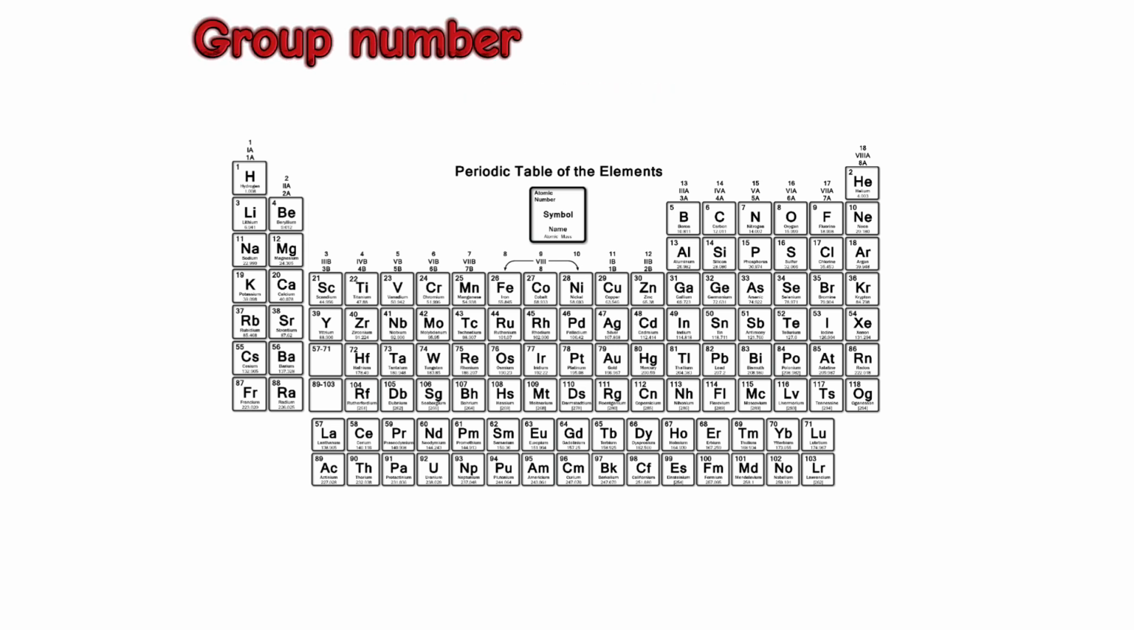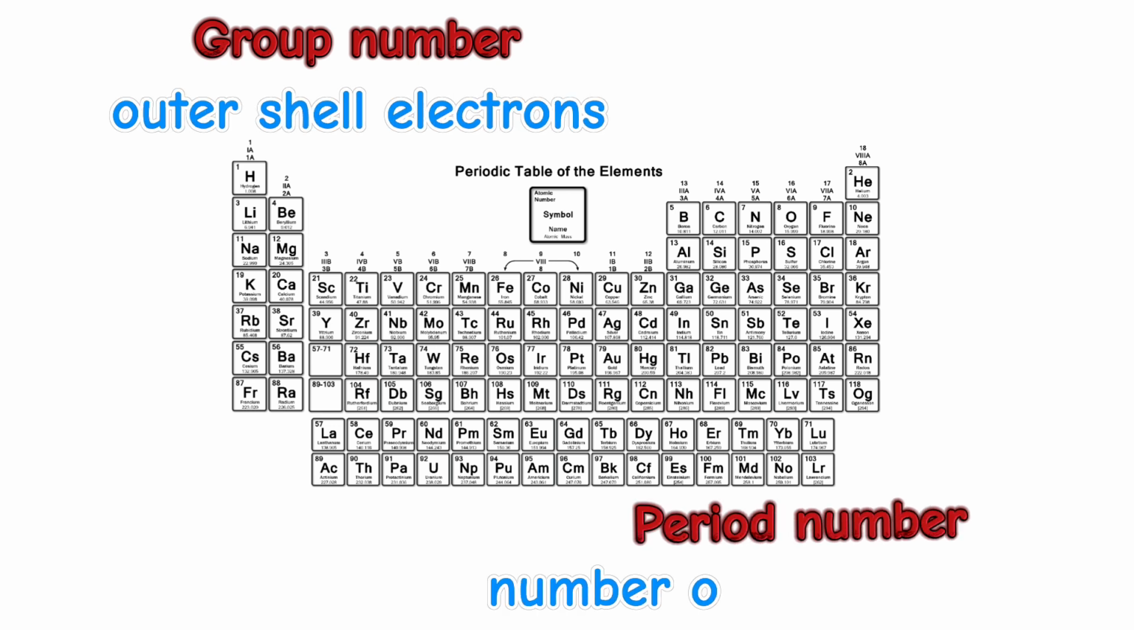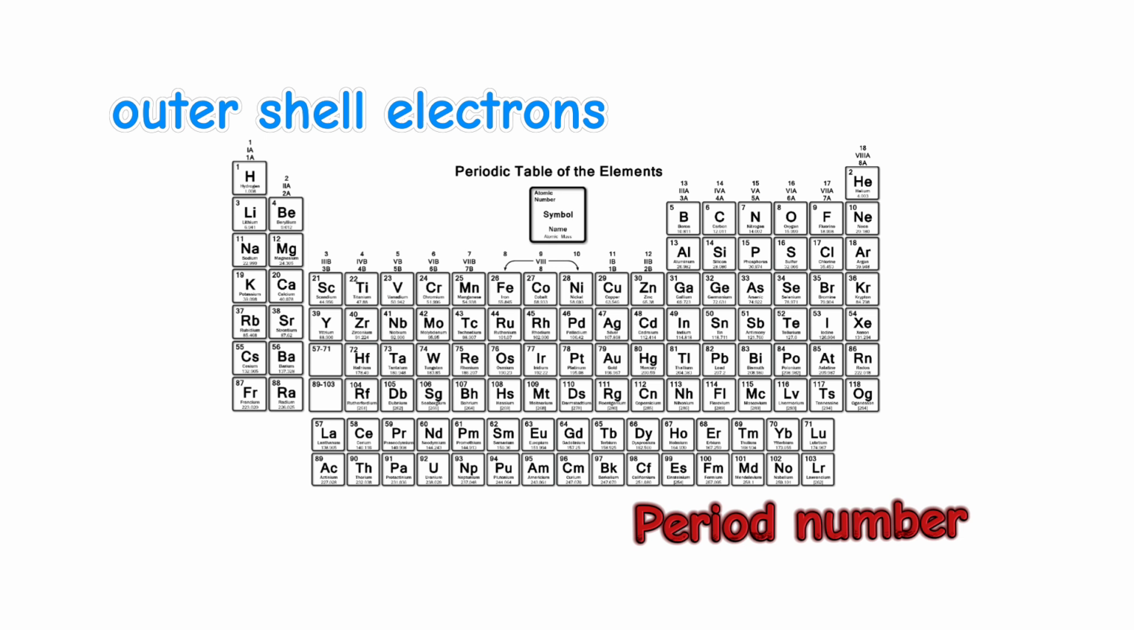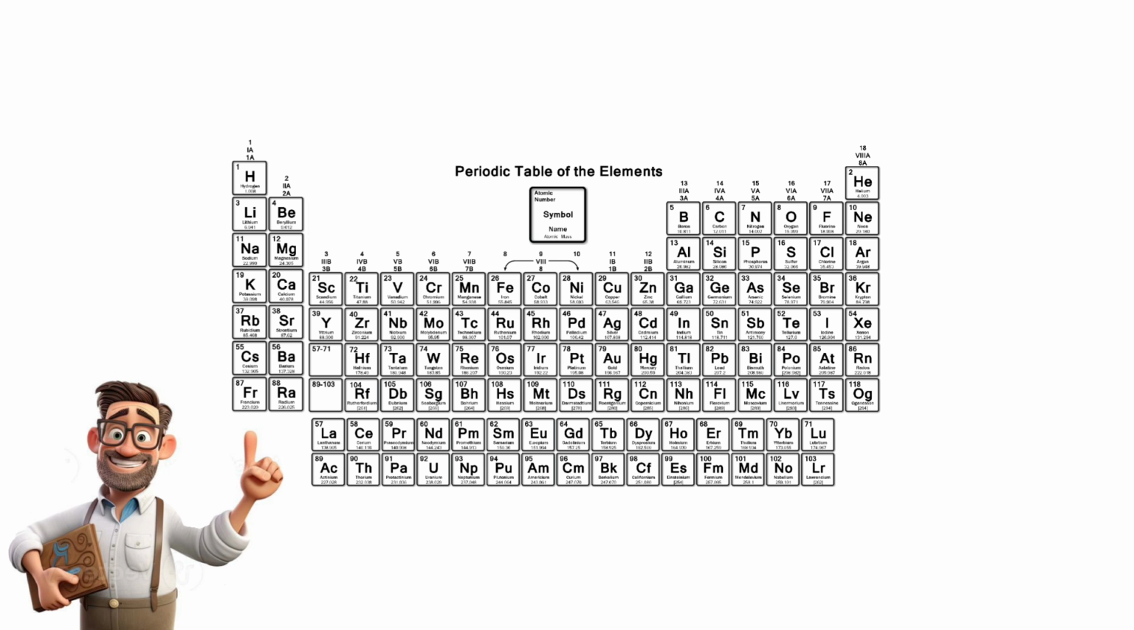The group number gives the number of outer shell electrons around an atom. The period number gives the number of energy shells around an atom. To confirm this, we have to choose an element from the periodic table and see its position.